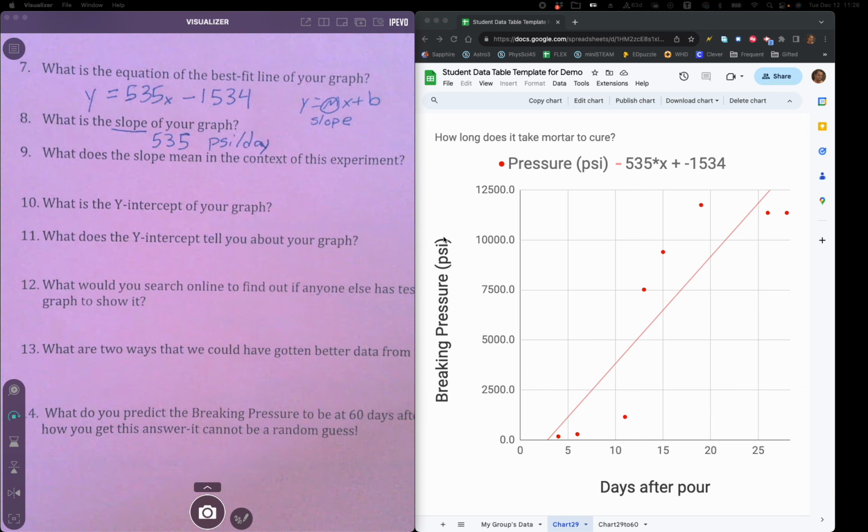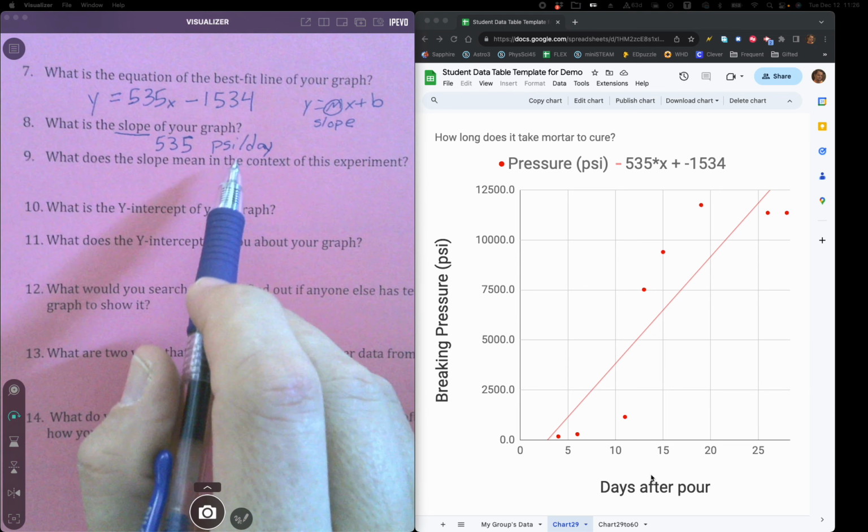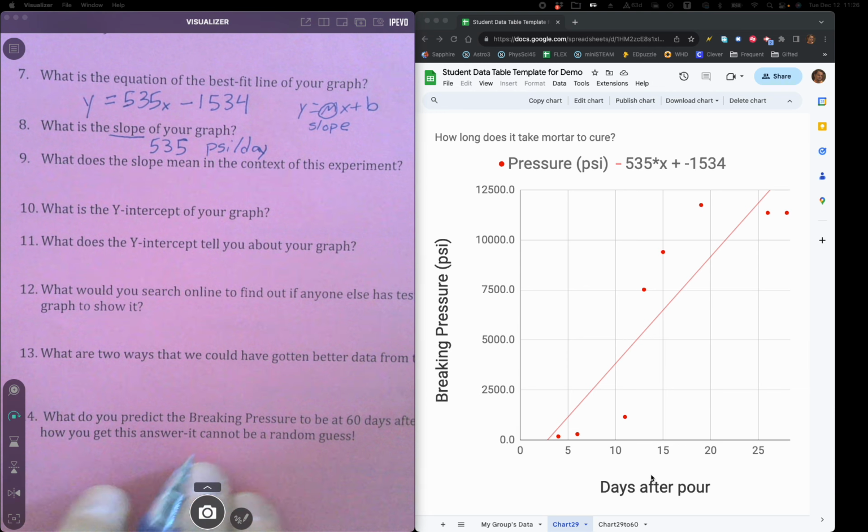Now, how do we get that? Well, slope, remember, is rise over run, right? And because you're taking how much the y changes divided by how much the x changes, you just use those units. It's the psi divided by days. So it's psi per day because there's an actual application to this. And you need the units. That is a point. Okay, so make sure you do that.